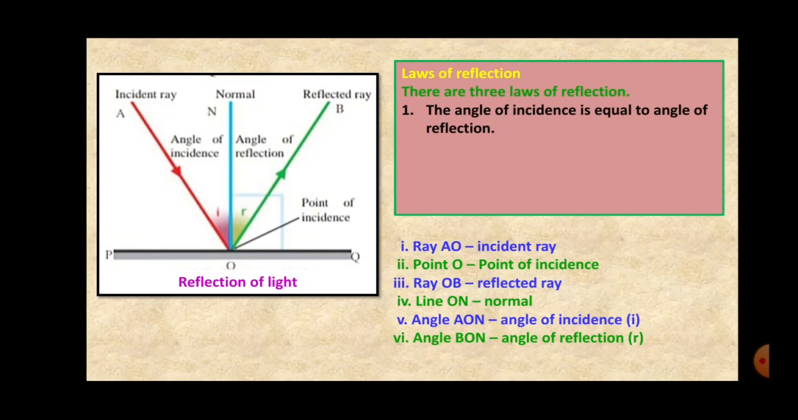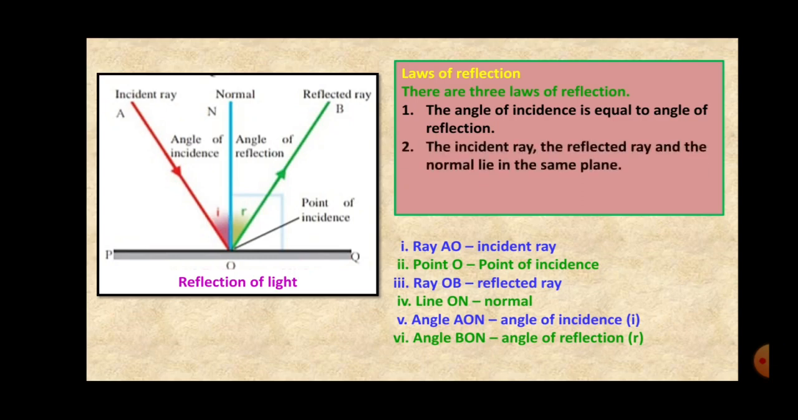Now the first law of reflection is: the angle of incidence is always equal to the angle of reflection. This is the first of the laws of reflection. So angle AON is equal to angle BON. That is the first law of reflection.